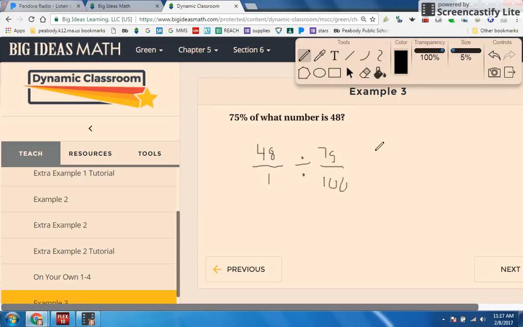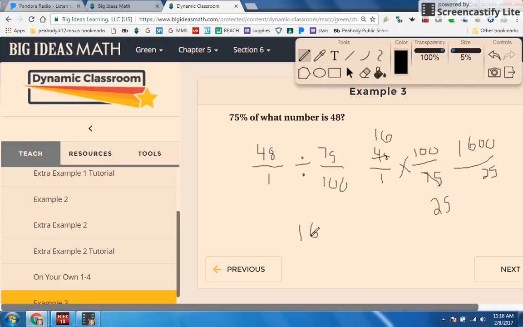Okay, now I got to do keep, change, flip. So 48 over 1, so keep, change to a times, flip this one over, so 100 over 75. Now I want to see if I can cross cancel it all, so I'm going to divide these both by 3, which gives me 16 and 25. And now I really can't do much past that. So now I'm going to do 16 times 100, which is 1600. And 25 times 1, which is 25. So now that's an improper fraction.